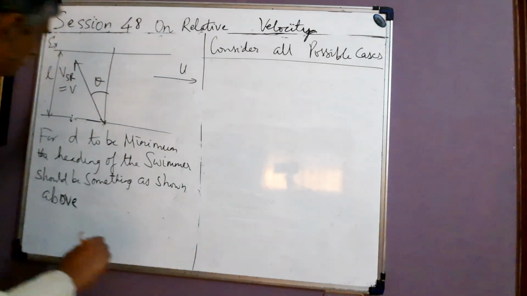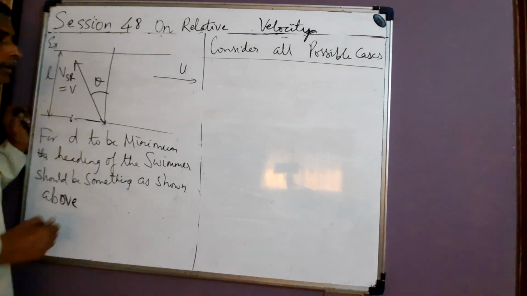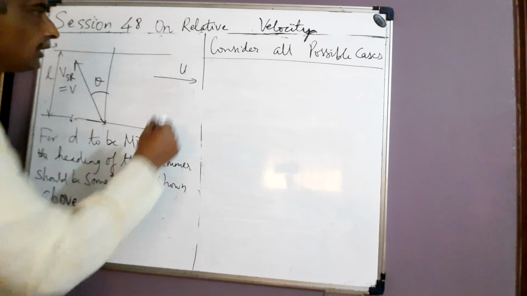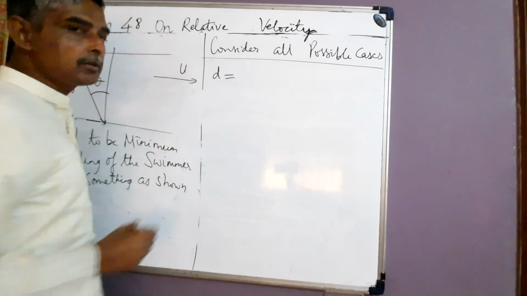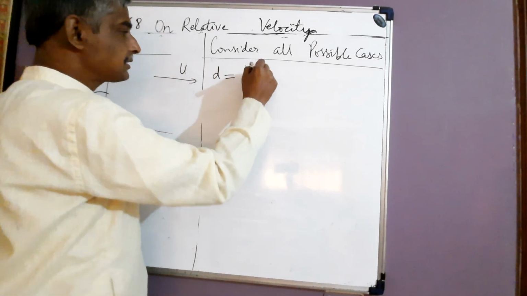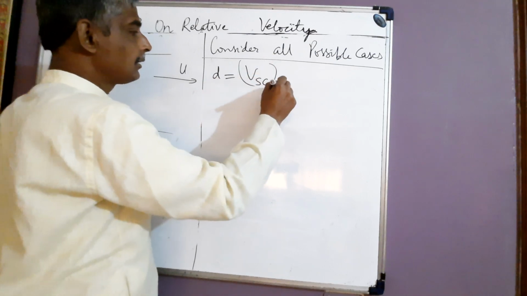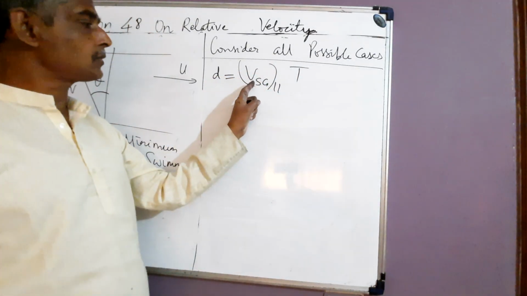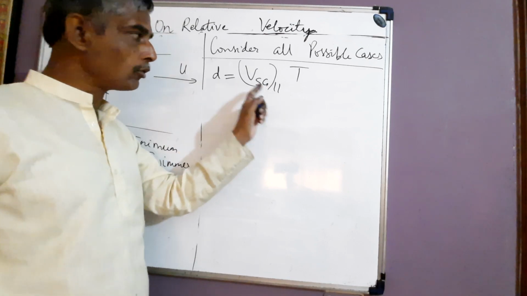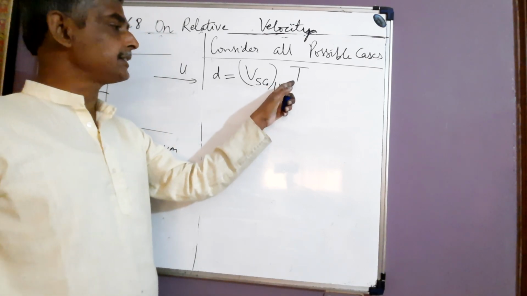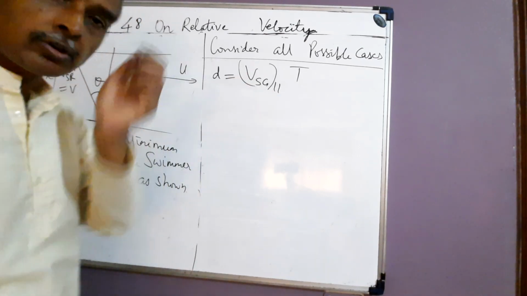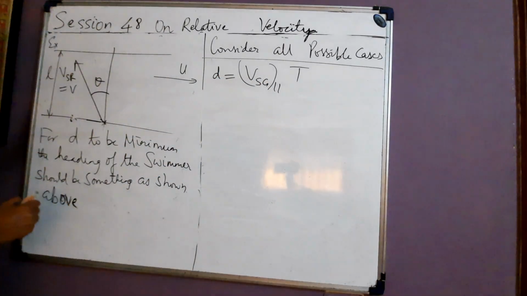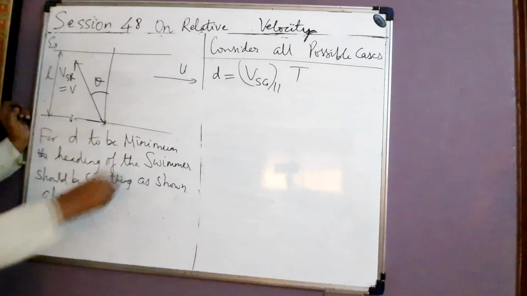Okay, fine. So now, as we discussed in the 47th video, let D be the drift of the swimmer while crossing the river. Now D can be written as VSG parallel into T. What is VSG parallel? Component of velocity of swimmer with respect to ground along the direction of river flow. And T is the time taken by the swimmer to cross the river. So first we have to find VSG parallel.